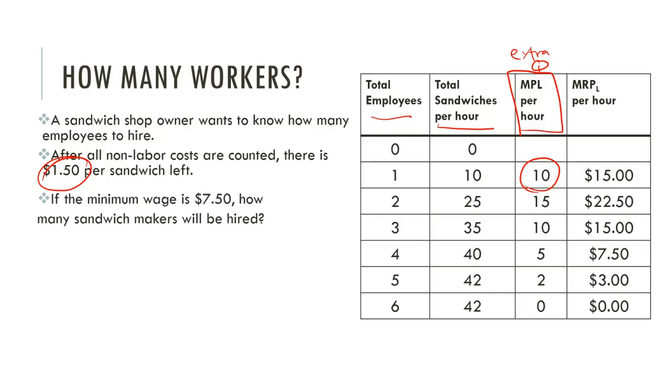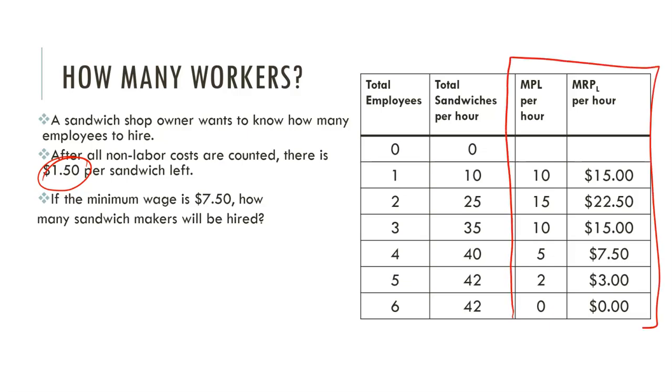Okay, so we're going to assume minimum wage is $7.50, and we want to know how many people are going to be hired. Okay, so let's say I just gave you the first two columns. We could actually calculate these other two columns. Okay, so total sandwiches per hour. If we have 0 employees, we're having no sandwiches. It means 0 marginal product of labor, 0 marginal revenue product. It's just going to be nothing.